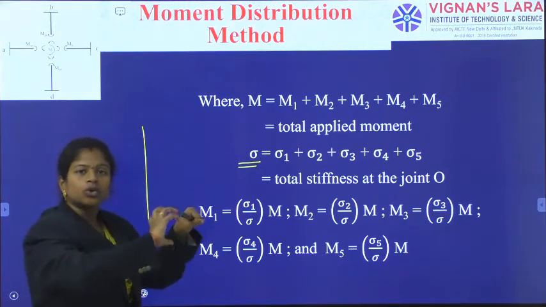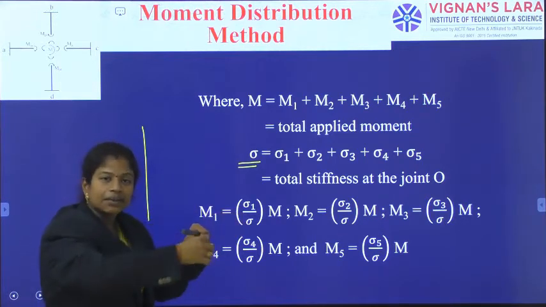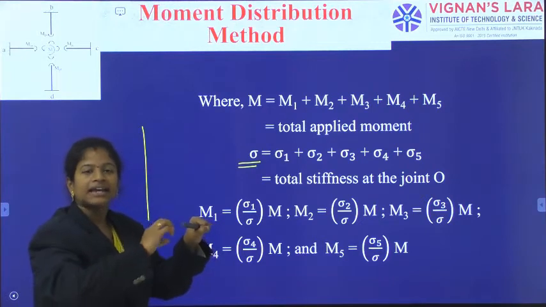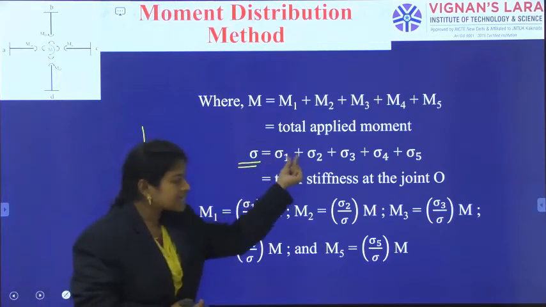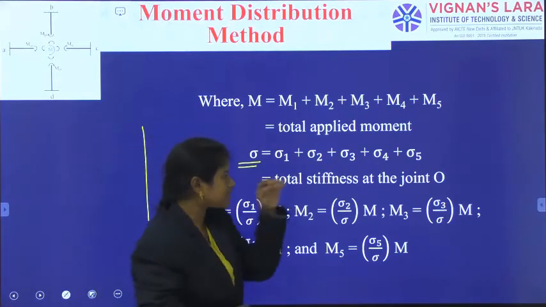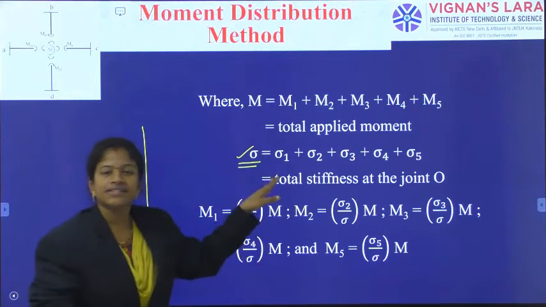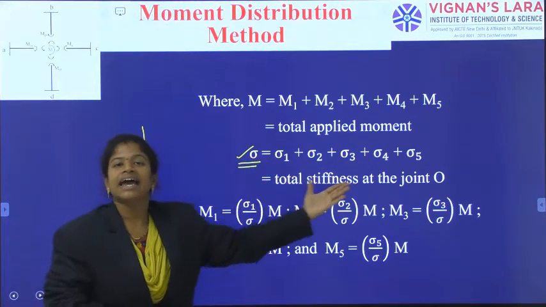Now I need to observe more stiffness because it is being connected by more number of members and it is showing more stiffness. How does it come? Because each member is showing some stiffness. So all these stiffnesses in summation will cause the total stiffness at the joint.